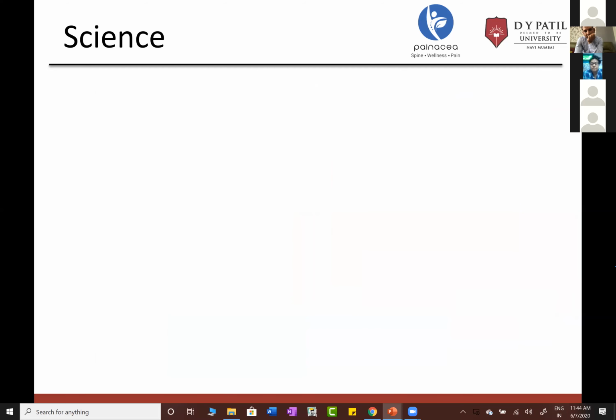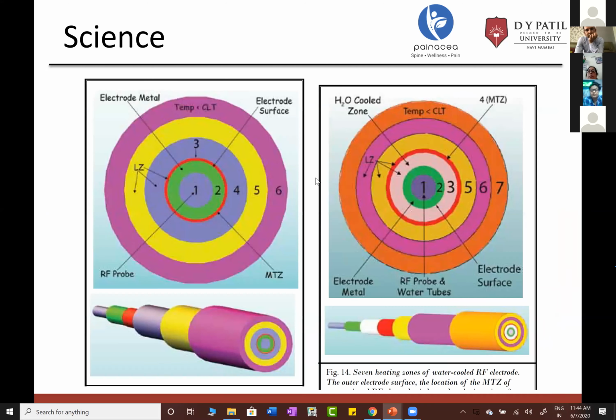So I'll skip this. Now going ahead, just see what difference it makes in the cooled RF versus a standard probe. So see these zones. See 1, 2, 3, 4, 5, 6. On the left side is the normal thermal heating. On your right side is the cooled RF. So in many cases, you see this zone number 3. This is the zone of water cooled RF which is being created.